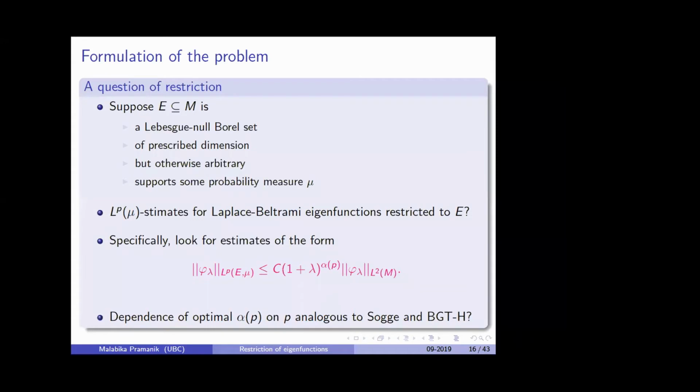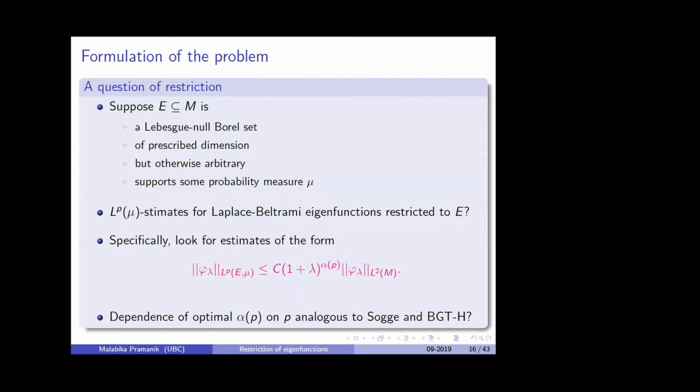So finally, that brings me to the question that Suresh and I asked. Suppose that capital E is an arbitrary Borel subset of the manifold M, not necessarily a submanifold, maybe not even contained in one. It is sparse in the sense that E is always Lebesgue null. It has a prescribed Hausdorff dimension and is equipped with some structure that needs to be specified and supports a probability measure mu.